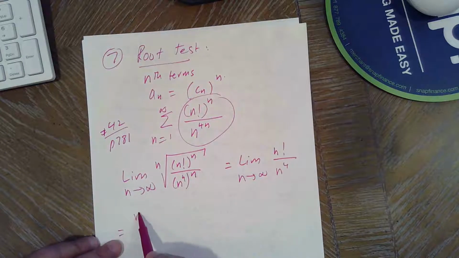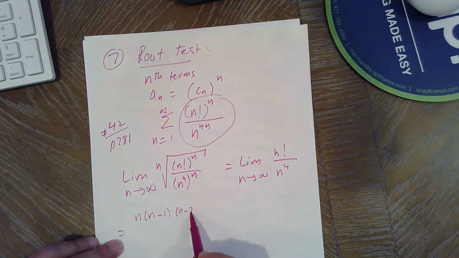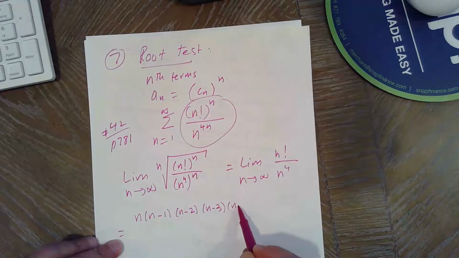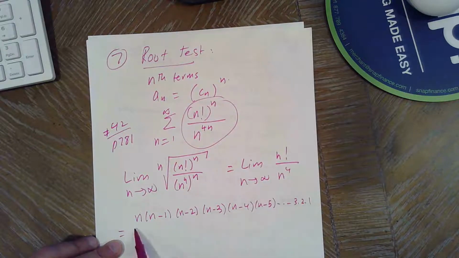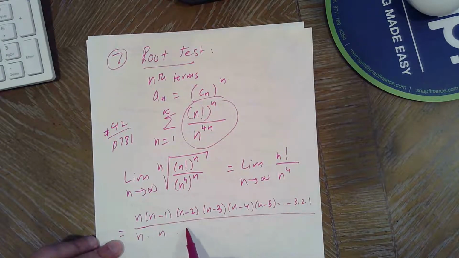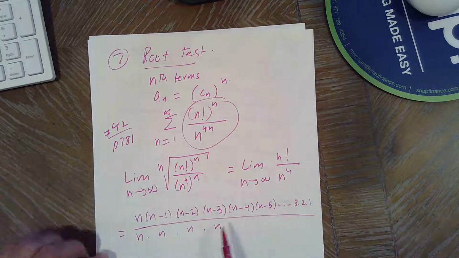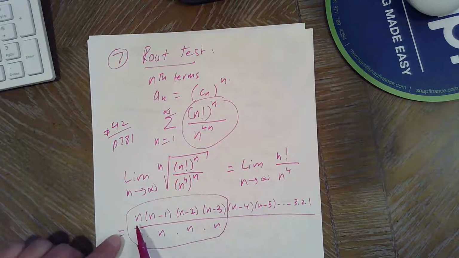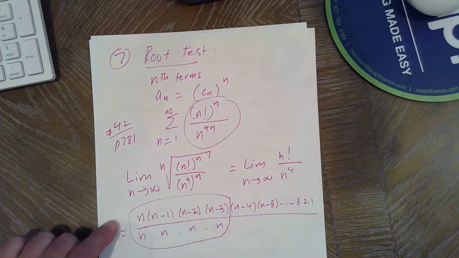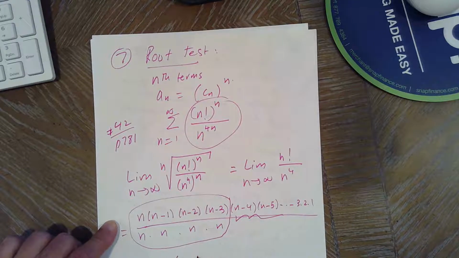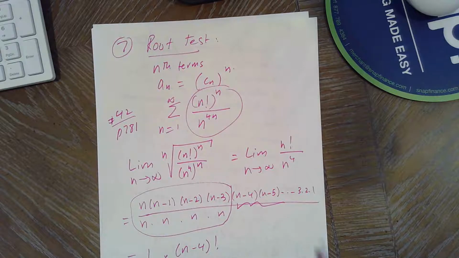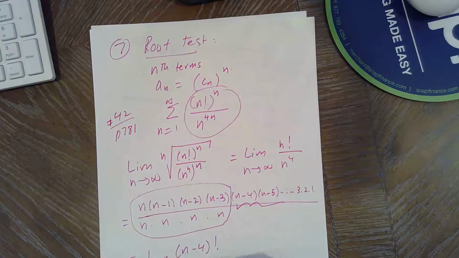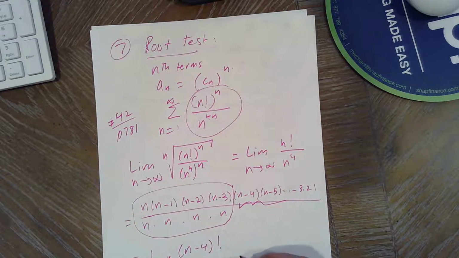Remember, n factorial is n times n minus 1 times n minus 2 times n minus 3 times n minus 4 times n minus 5 all the way to 3, 2, 1. And n to the 4 is n times n times n times n and no more. So if we do this part, the limit as n goes to infinity, you get 1 times 1 times 1 times 1, which is 1, times n minus 4 factorial, which is the limit as n goes to infinity, it's infinity, because infinity minus 4 is infinity times infinity times infinity. And since it's infinity, the series diverges by the nth root test.